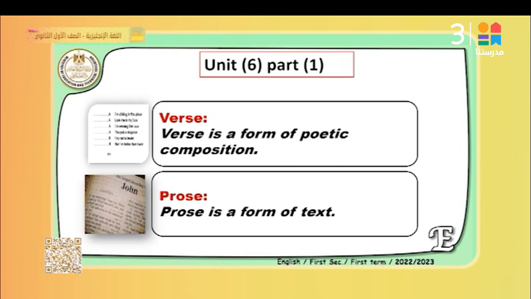What about verse and prose? When we talk about poetry, it's written in verse. It's written in lines which have music, and this is called verse. So verse is a form of poetic composition. Poetic composition means that it's written in the form of poetry. What about prose? Prose is ordinary writing of novels or stories. When you read a story, a drama, or a play, you find it written in prose, the ordinary form of writing. Prose is the form of writing a text or sentences.